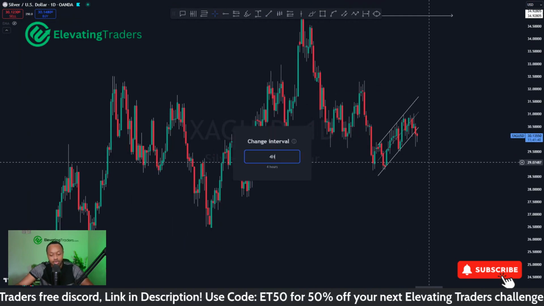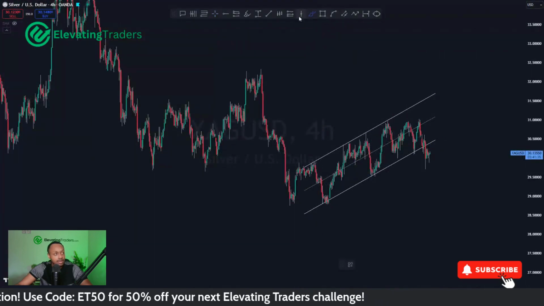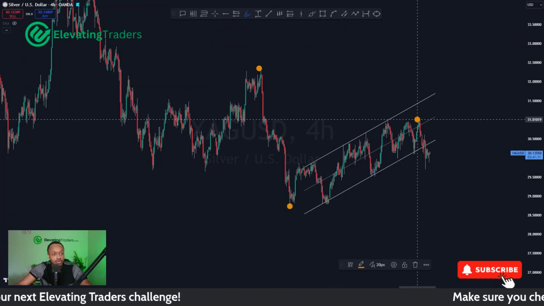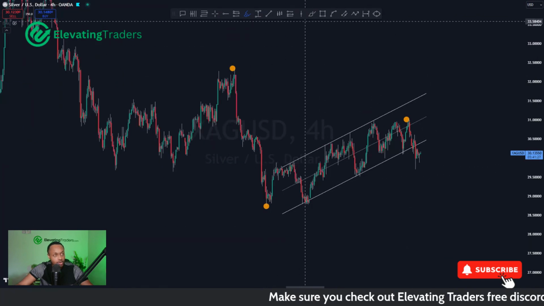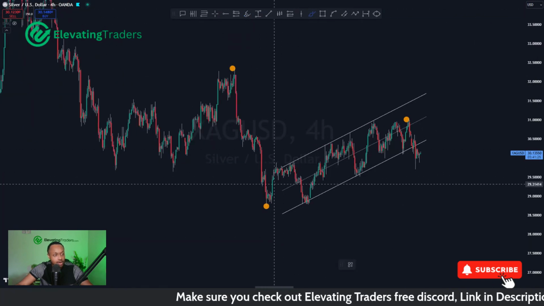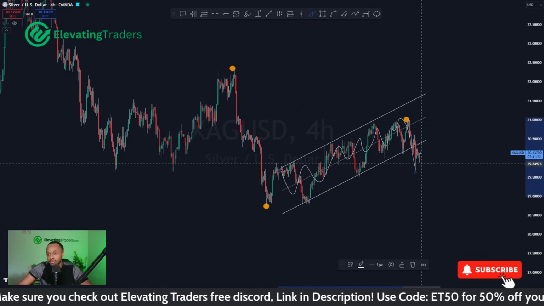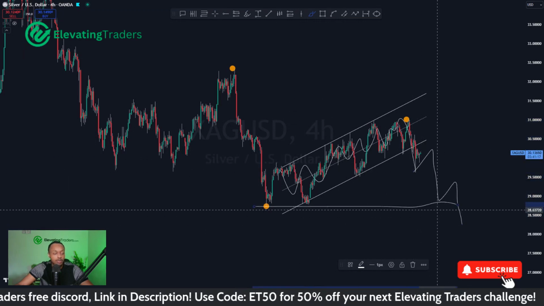But we are just so corrective now on these lower time frames. And if anything, this could be a lower high for potentially another lower low. With how corrective price is being, and the fact that we're starting to break structure to the downside, this is more of a bearish signal for silver and could give us a swing back to the lows there.